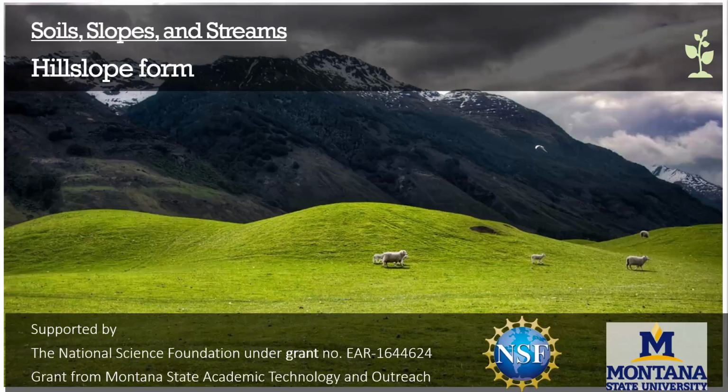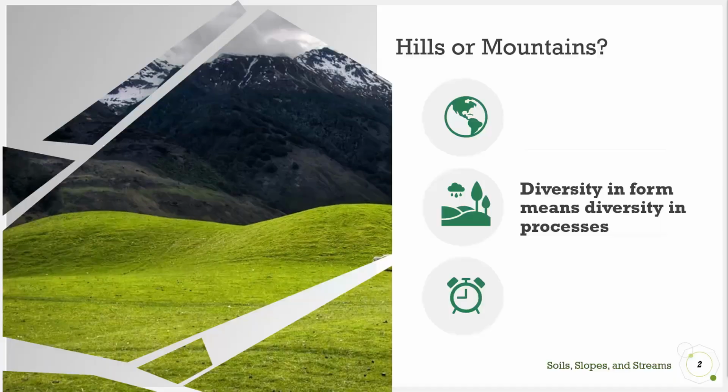In this lecture of the series Soil, Slopes, and Streams, we'll talk about Hillslope Form. We'll focus on terms we use to describe hill slopes. Being able to describe their form is really important for understanding why they look the way they do and what kind of processes are active in shaping and sculpting them. On landscapes, such as the ones we see here, form and process are closely related.